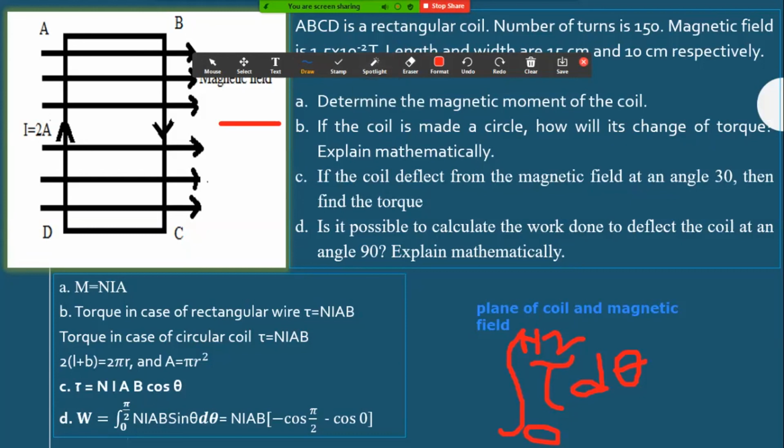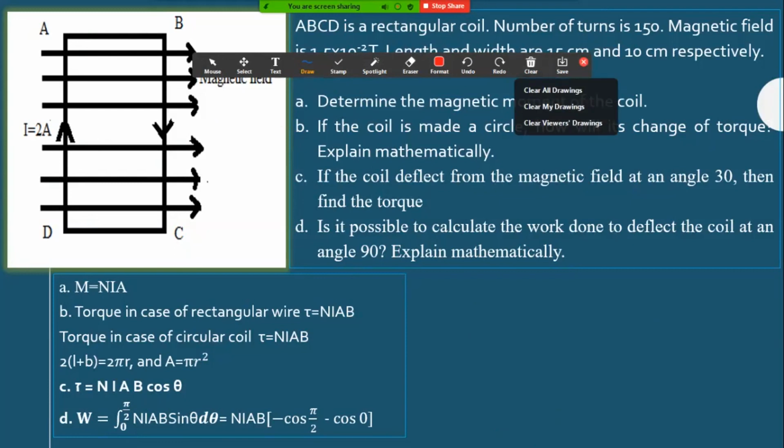My dear boys, I think you will get a clear concept about the application of torque and Biot-Savart law. Please try to solve these questions that are inserted in your textbook.